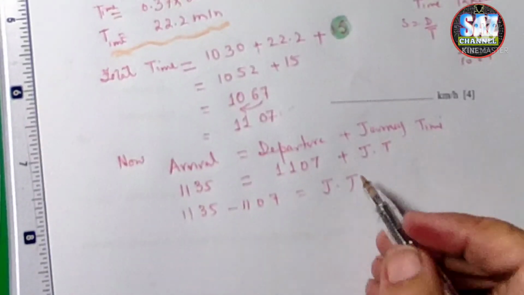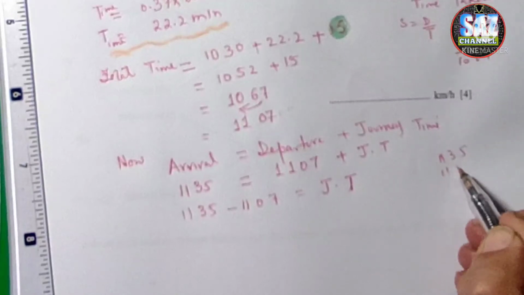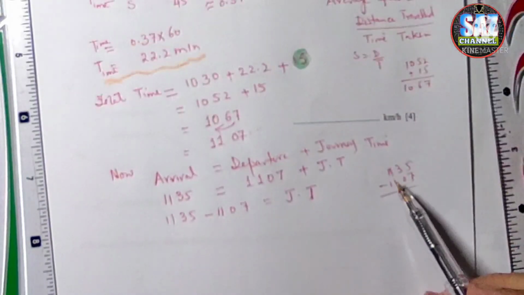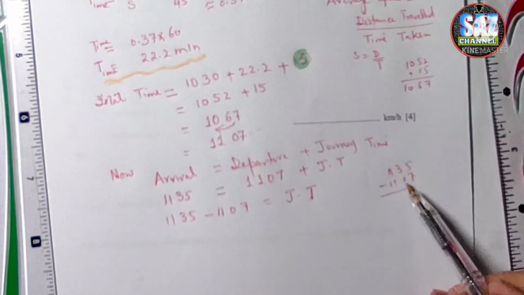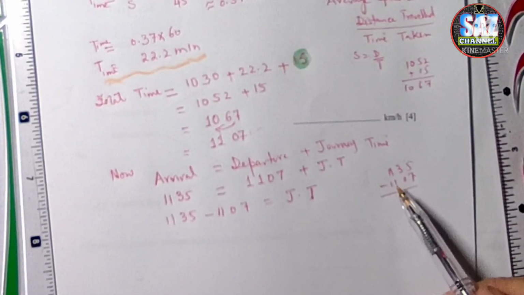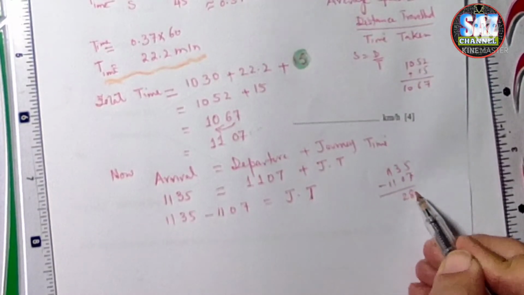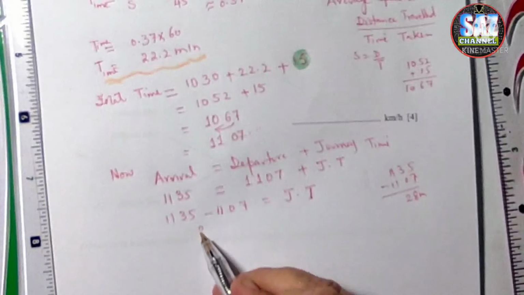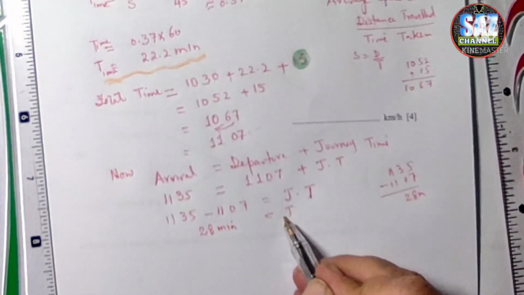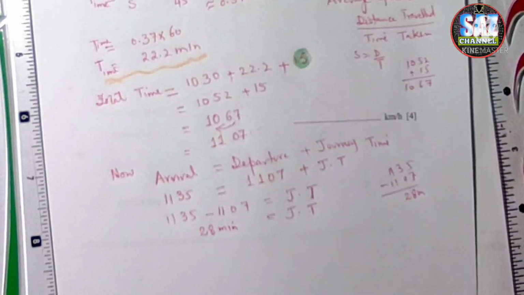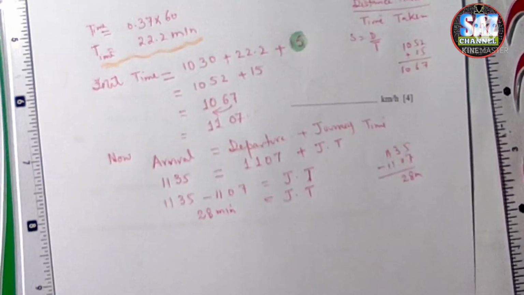Now 11:35 minus 11:07. Okay, what we can do is 35 minutes minus 7 minutes. 35 minus 7 is 28. 28 minutes is the journey time that he is taking from point T to point P to reach back.